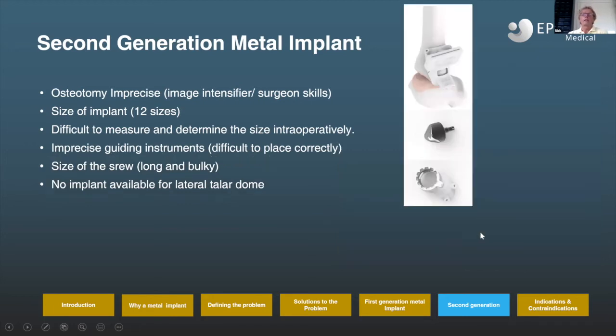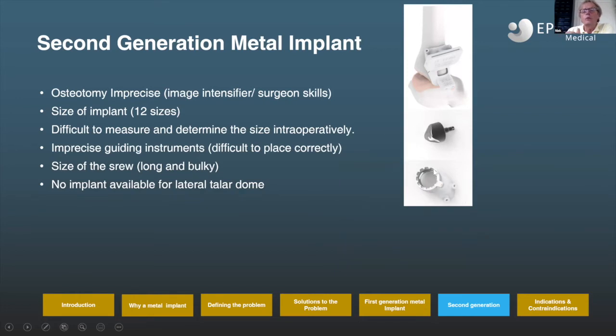So with this Episealer, we now can do the osteotomy correctly because we have this very nice guiding instrument which is specific for the patient. It's made based on the CT scan of the patient, so it fits the patient, and you can have your slot and have the right depth and the right location. The size of the implant is made to fit the patient, so it is exactly fitting.